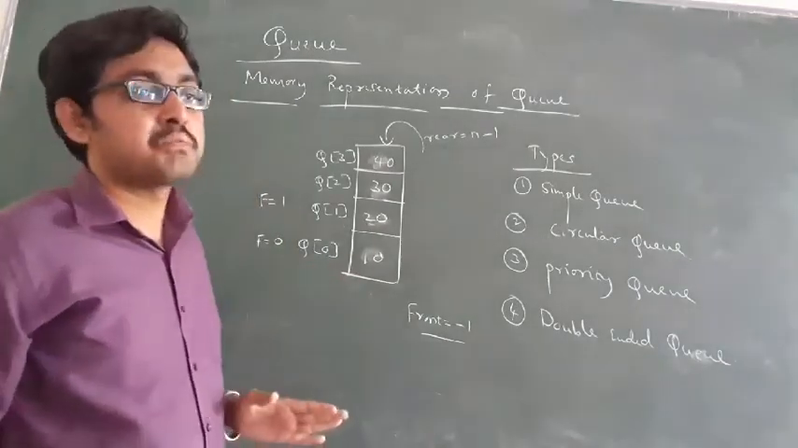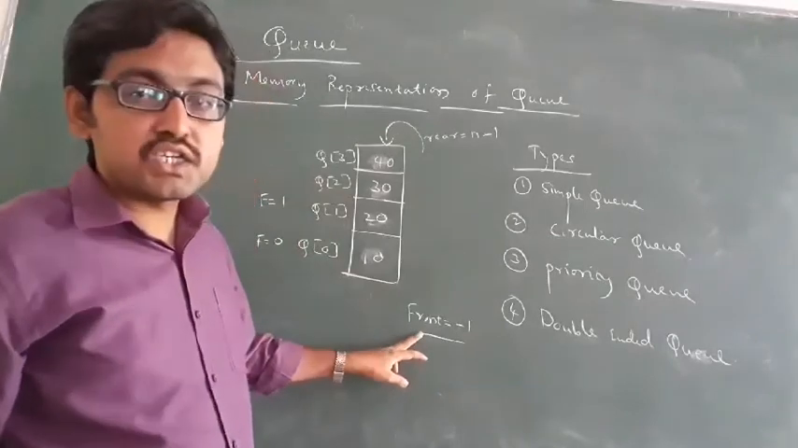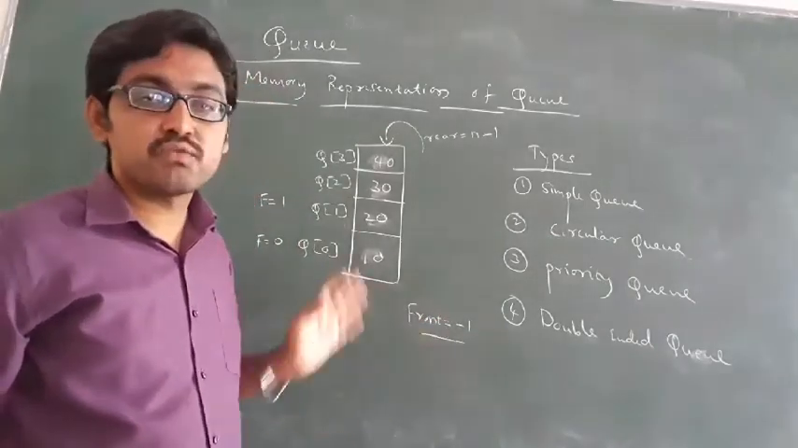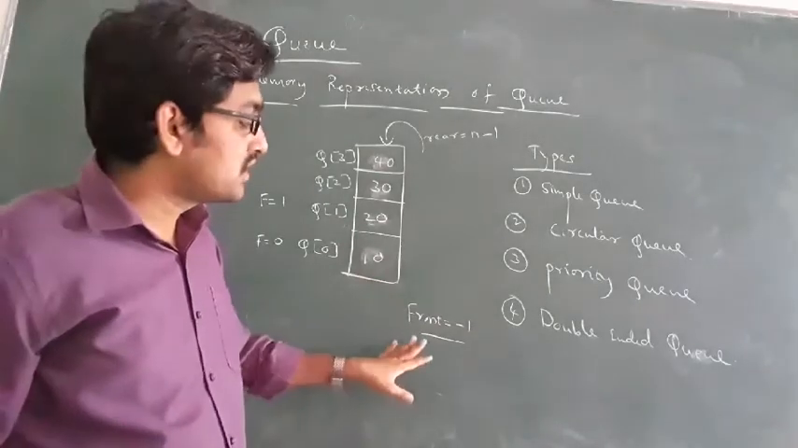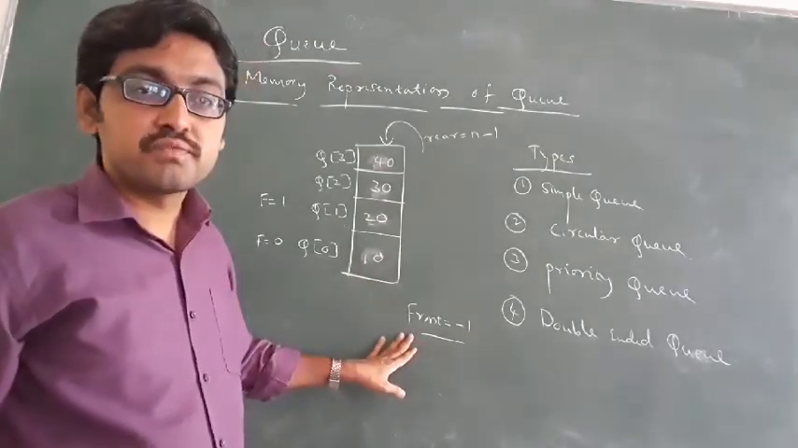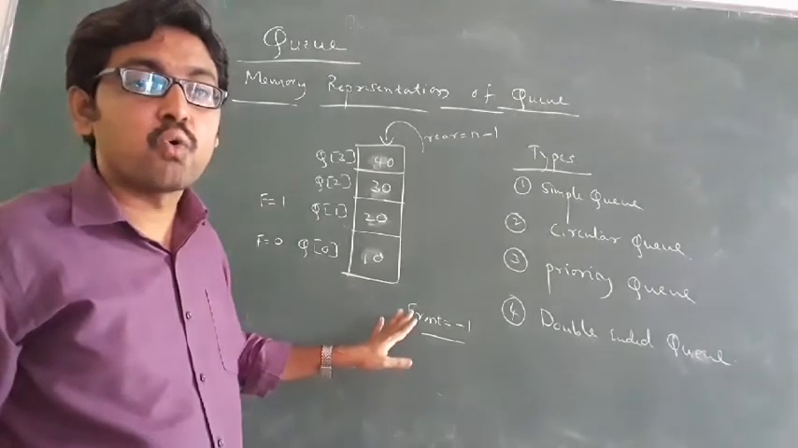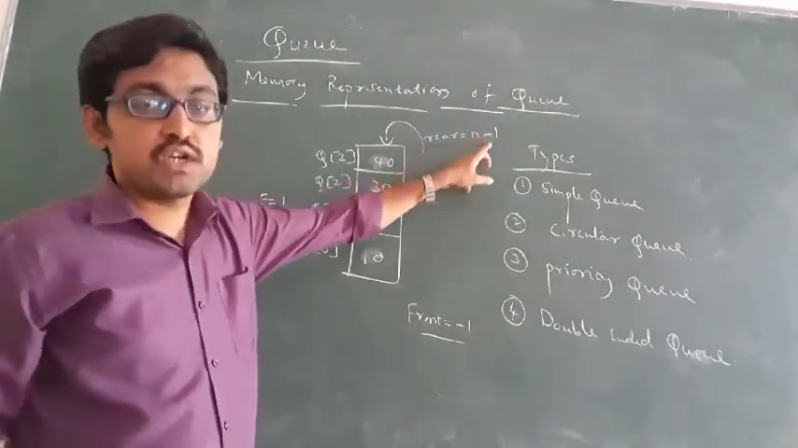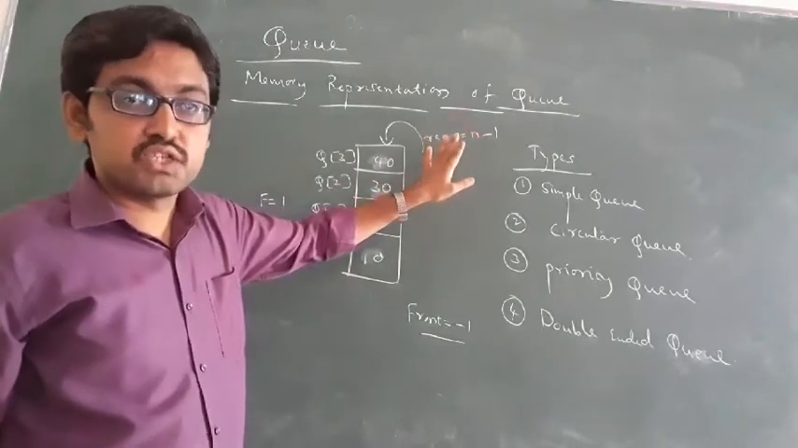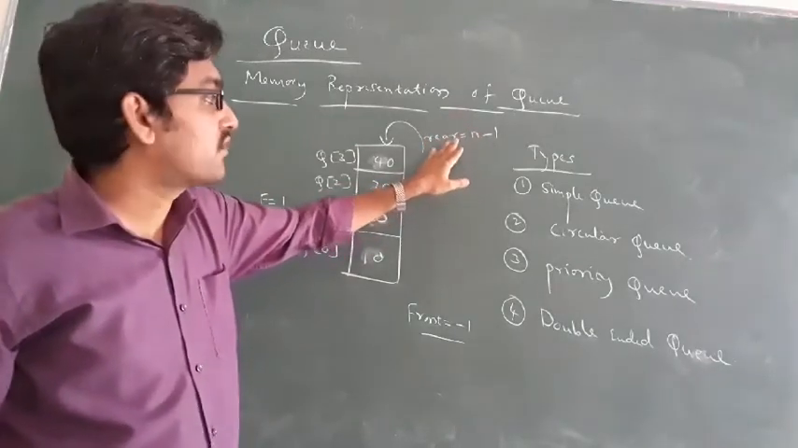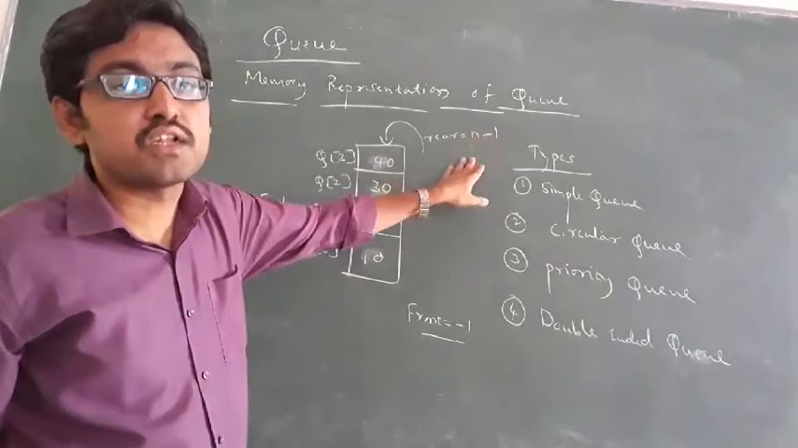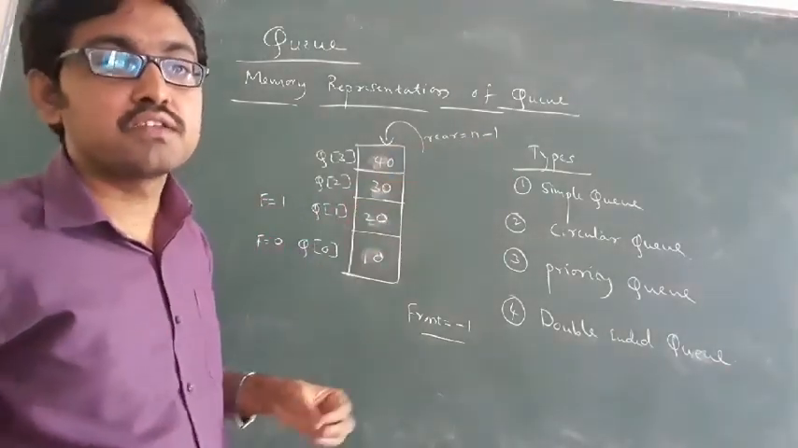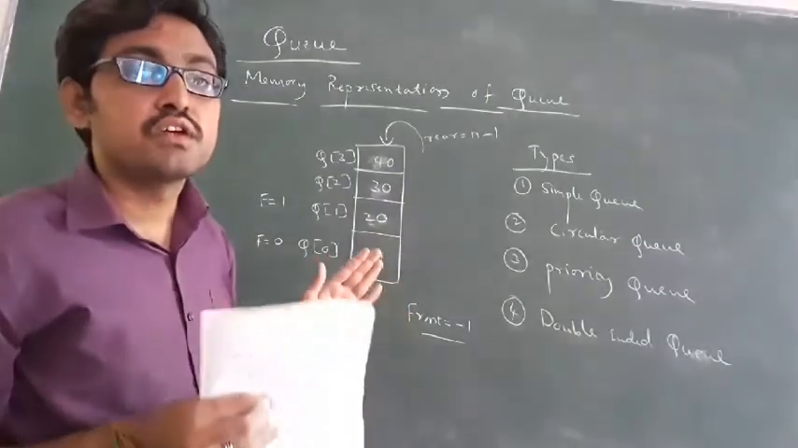One thing you have to remember: if the condition front equal to -1, that situation is called the Q is empty or underflow. When rear equal to n-1, this condition is called overflow. Overflow means the Q is full.